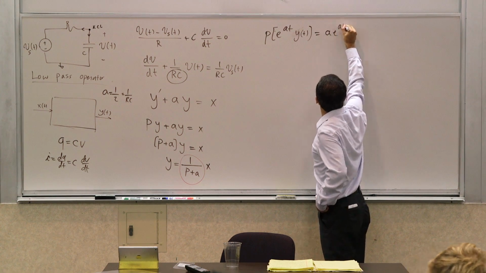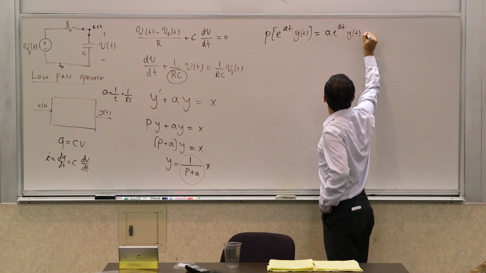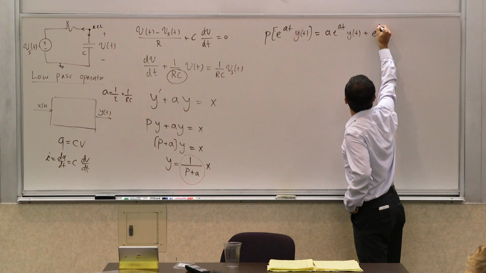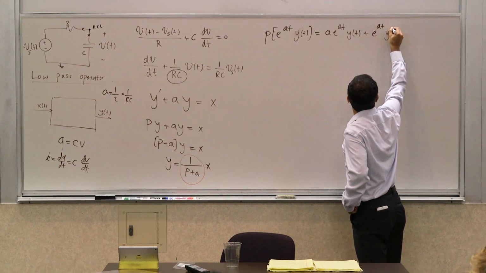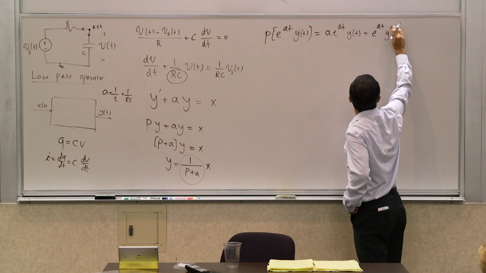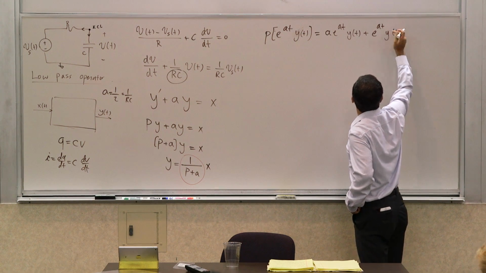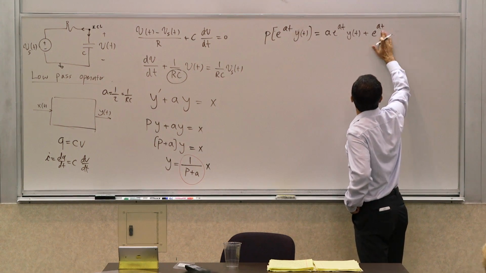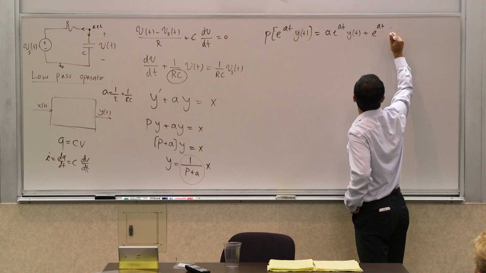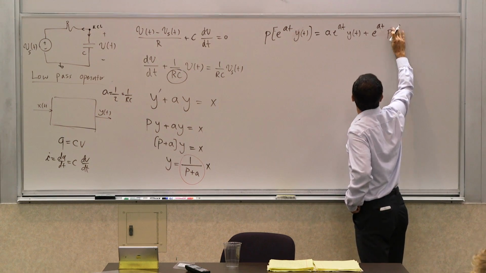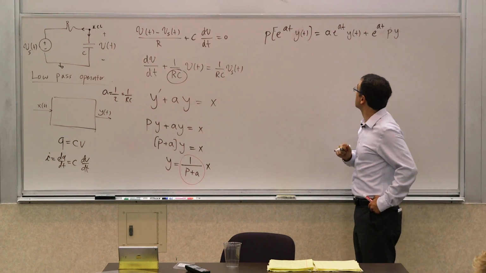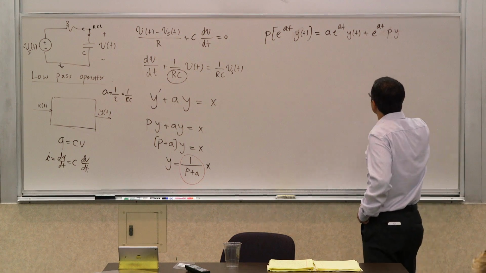A e to the at y of t plus e to the at y prime of t, which is e to the at times y prime of t. Right? Y prime, which I can write as p of y. Does that make sense? Is it okay if I write it as py? Good. That's correct. Thank you.